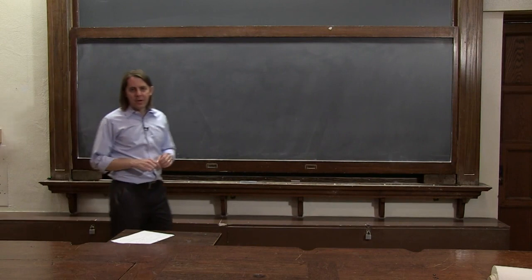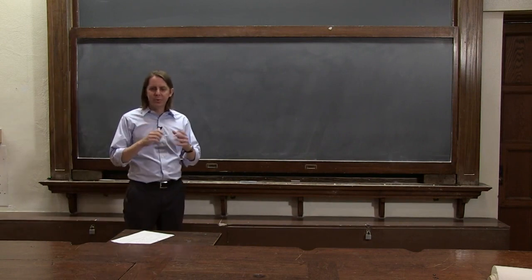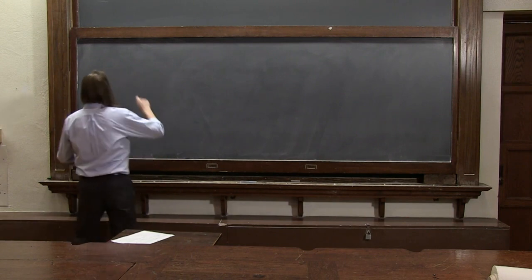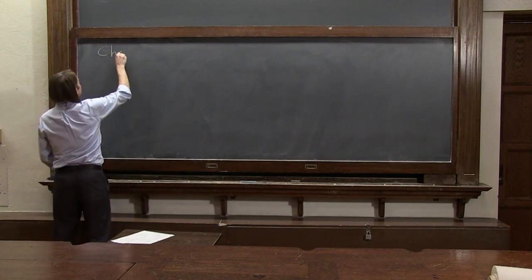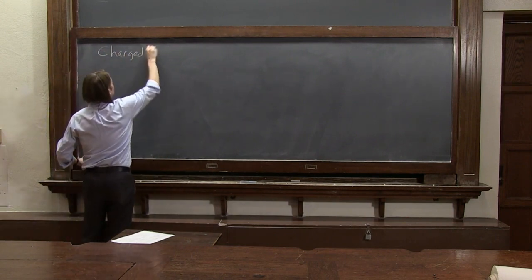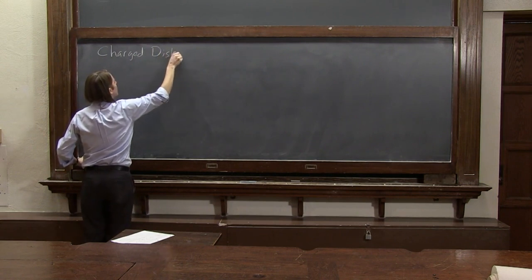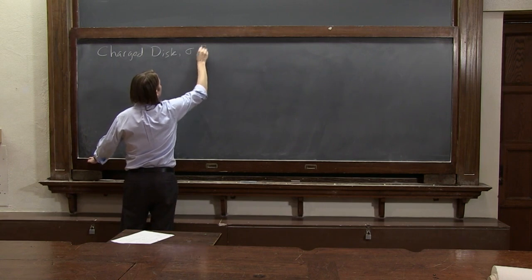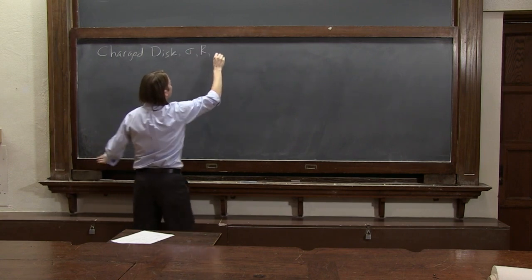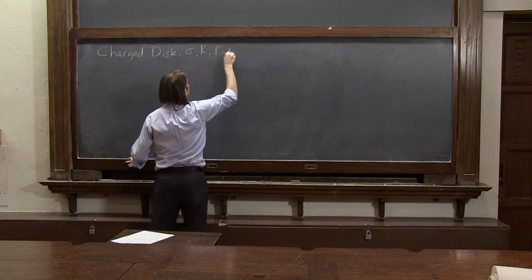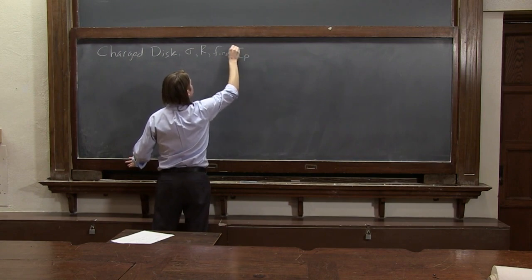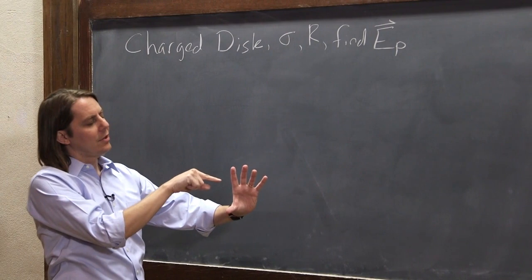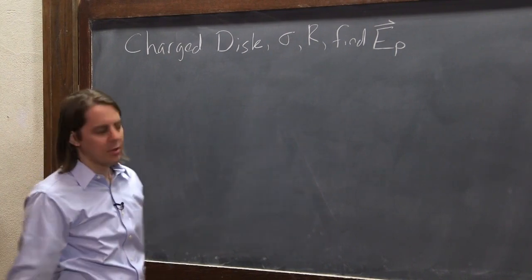We now have a way to calculate the dq for a surface charge. Let's go ahead and do it. Let's do a problem. Let's do the charged disk, with charge density sigma, radius R, and let's find the E field at a point. We're going to do a point on the axis of the disk. You'll see what I mean when I draw it.